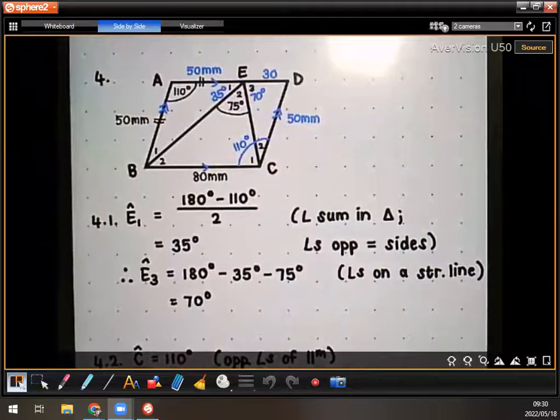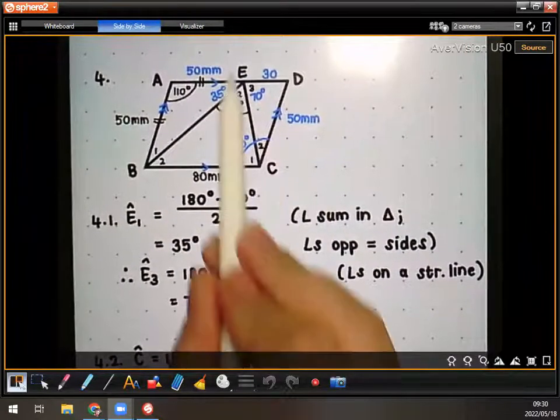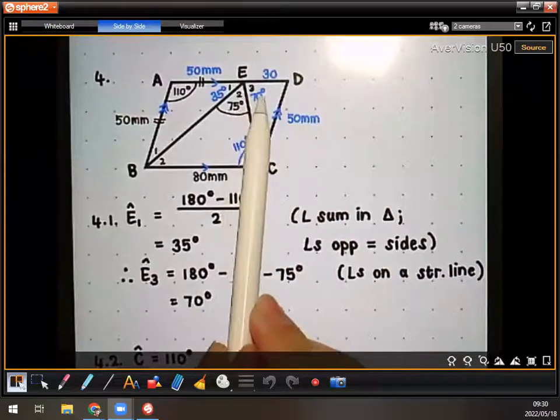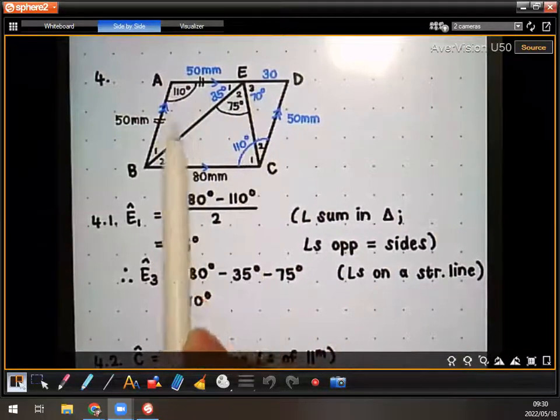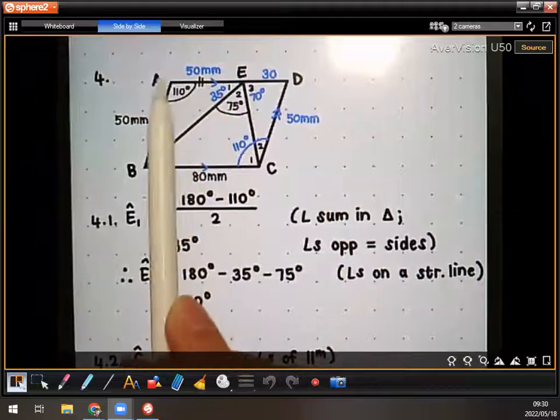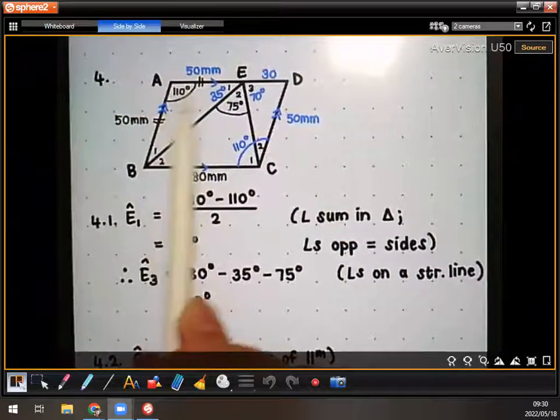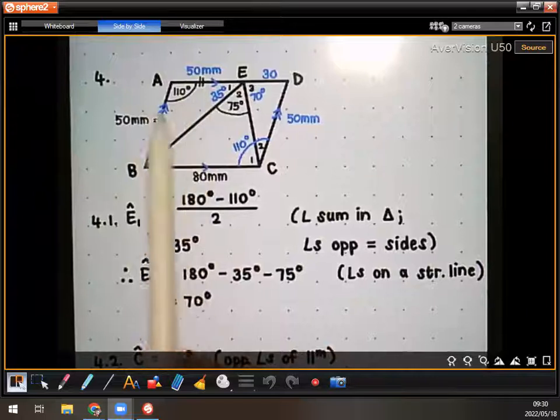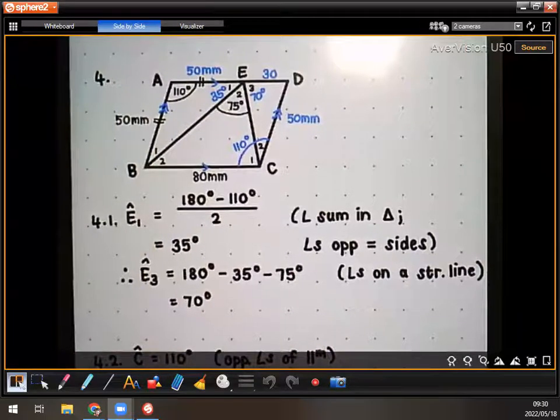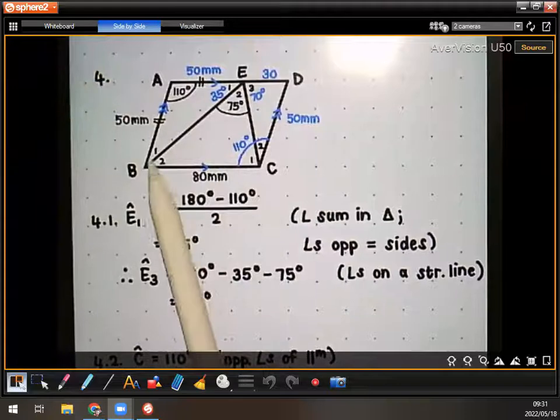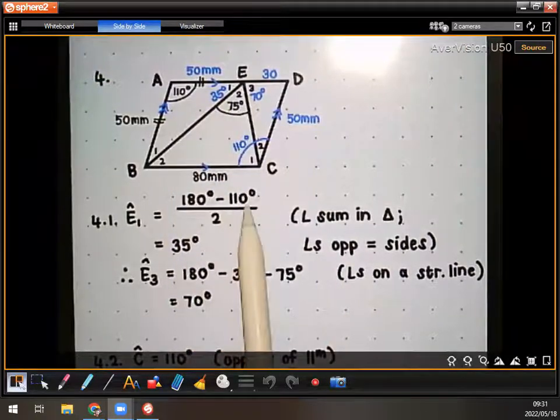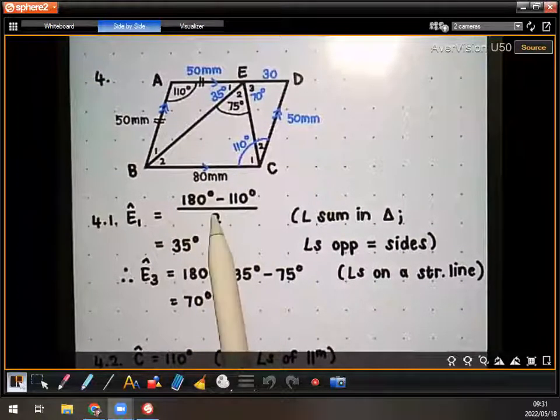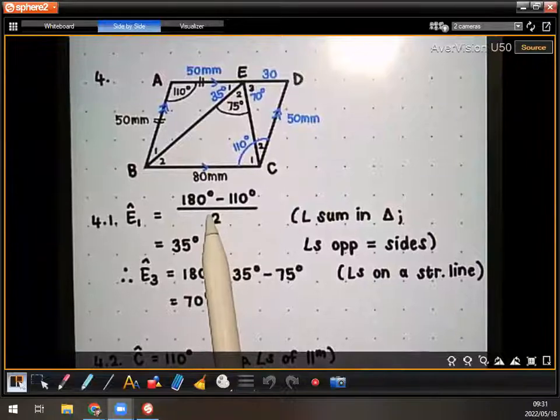So 4.1, they were asking for angle CED. Now you can see that I already filled that in, that was 70 degrees. But what I did for that, guys, is I decided, okay, this is an isosceles triangle, right? Triangle ABE is an isosceles triangle. They told us that those two sides are equal. So if we have one angle in that isosceles triangle, and we know that the other two angles must be equal, we can use this method to calculate those other two angles.